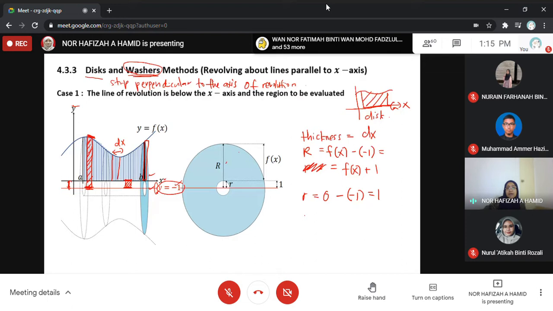Okay, and we need to determine the limit. So limit is referred to the x-axis, since the thickness is dx. So limit dia from the x-axis we have a until b. Okay, so ini untuk case 1. Okay. Next we have case 2. So after you have outer and inner radius ni, you boleh terus substitute lah dalam formula washer. Okay. Next for case 2.